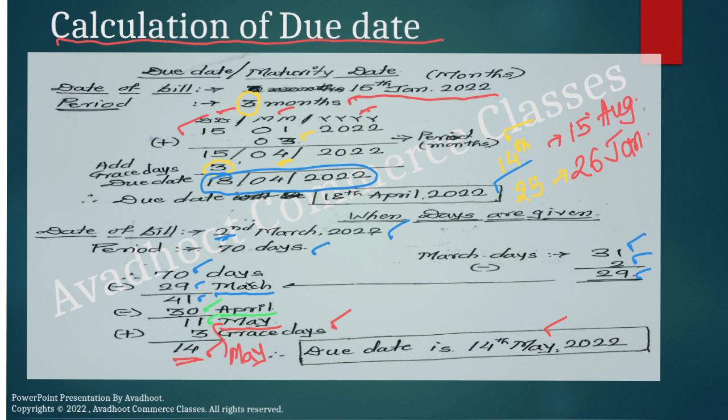That is called the calculation of due date. There is a nominal due date as well as a legal due date. Nominal due date means what? Without adding the days of grace, it is called the nominal due date. This is your nominal due date in this example. In this example, 11th May will be the nominal due date. And after adding 3 days of grace, it will be called the legal due date.